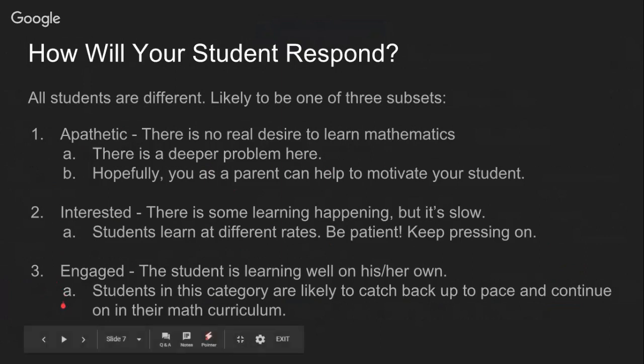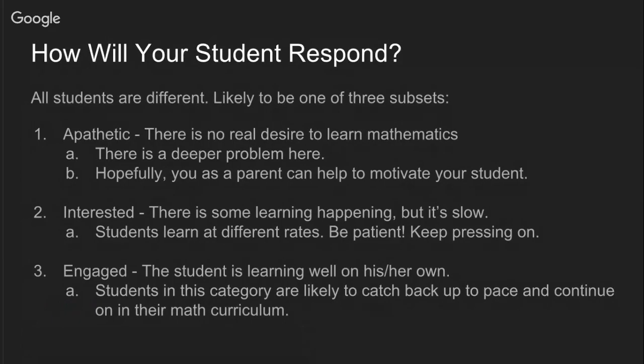The last group is the engaged group, and this is the group that will start to get the material eventually. They're learning well on their own, and the people in this category are likely to get back to the pace, to get back to that caught up state, so that they're not falling behind and they can start to learn those other mathematical concepts that they need to learn.